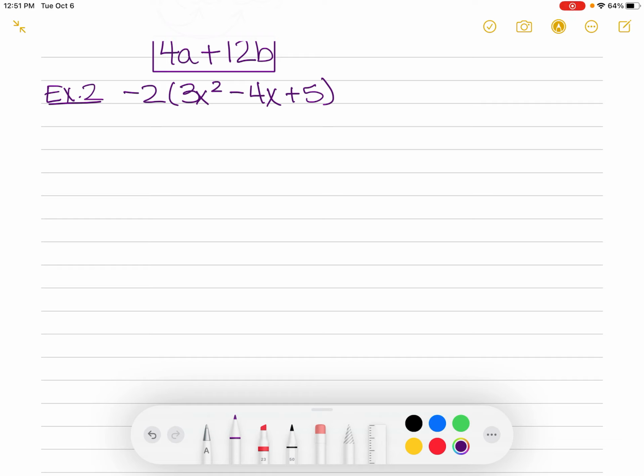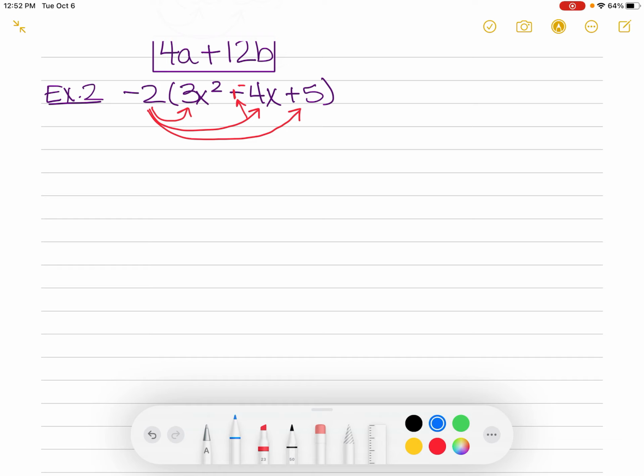So we're going to take our negative 2 and multiply it times this term, and this term, and this term. Now remember, when you're multiplying it times the 4x, that minus sign is actually a negative sign. So we can change that to plus negative if you want to, or if you can just remember that it's a negative, then go ahead and do that.